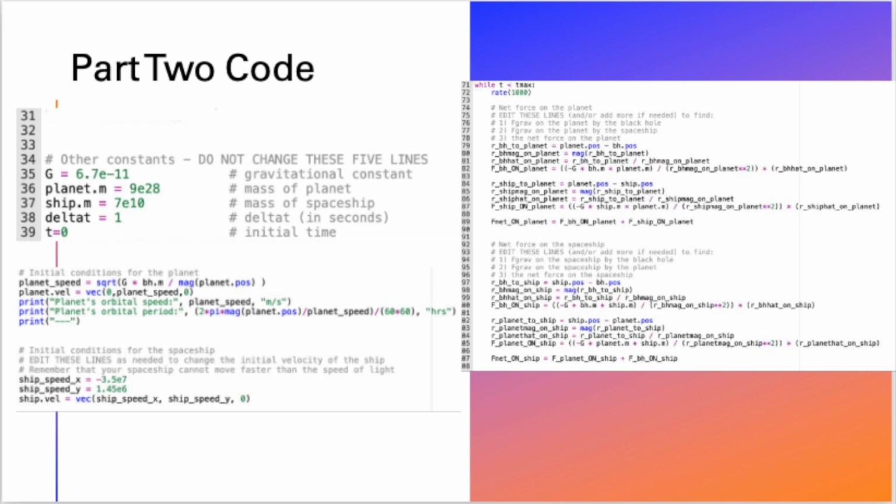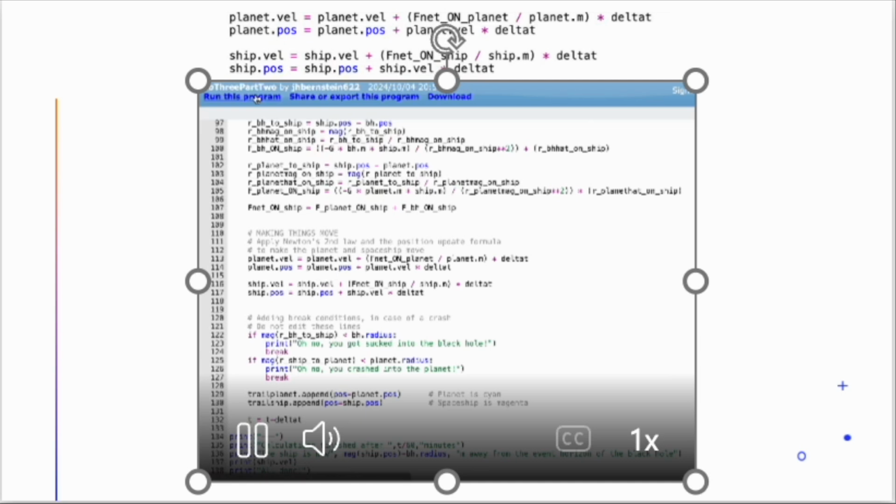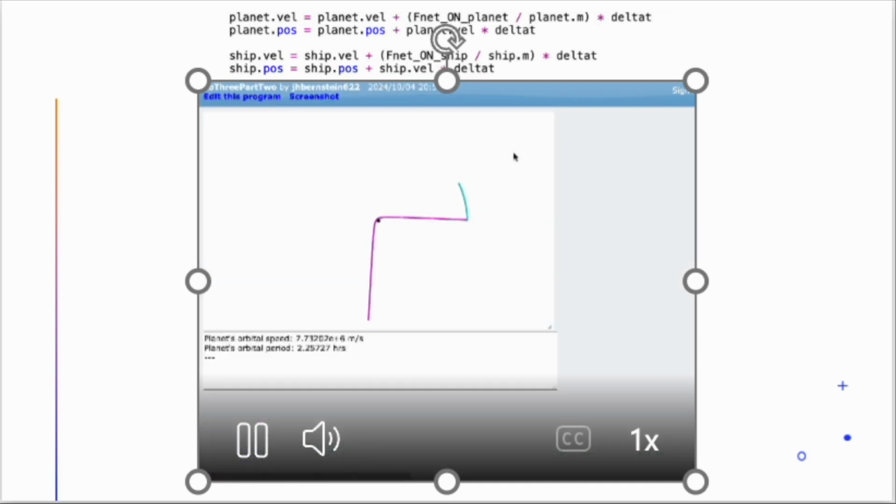Using the gravitational force equation, we compute the forces between the black hole and the planet, and the ship and the planet. The forces on the planet are summed to get the net force, and then we subsequently perform similar calculations for the forces on the ship. These net forces are then used to update both velocity and position in each simulation step, resulting in a visual simulation of the orbits. In the simulation you can see the orbit of the planet in blue and the ship in purple.